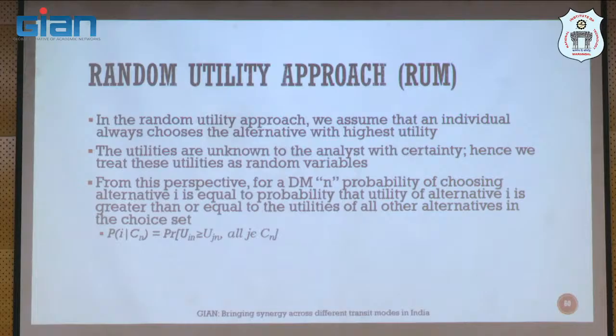Because of the probabilistic nature of what we're talking about, you get back to this system where an individual will choose alternative I. If there are two alternatives I and J, an individual will choose alternative I from the choice set if the probability for utility I is greater than for J.